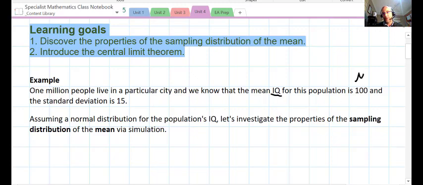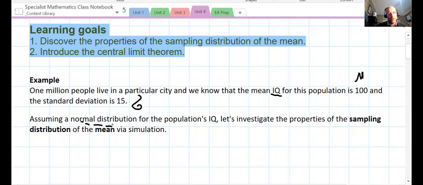Okay, so we looked at a pretty straightforward example about IQ, and we know that mu for IQ equals 100, the mean of the population, and the standard deviation is in fact 15 for IQ. So we are assuming a normal distribution here, to keep things fairly straightforward. Let's investigate the properties of the sampling distribution of the mean via simulation.